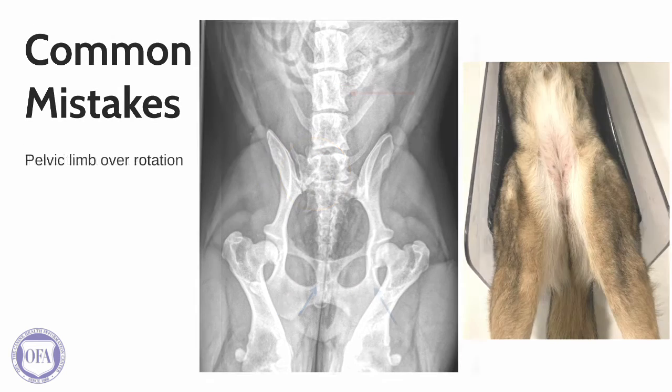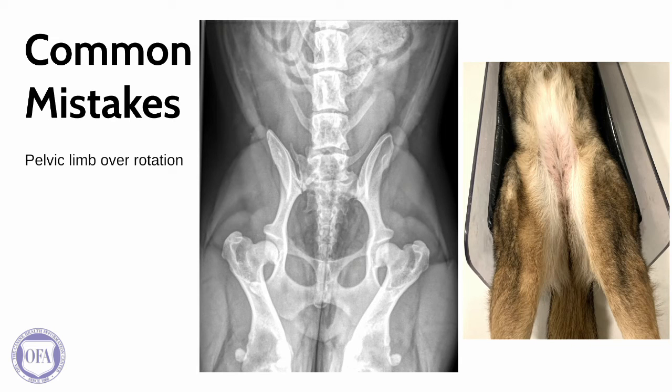This particular dog does, however, have one of the other more common positioning mistakes, which is over-rotation of the limbs. This is identified by noting the inward angle of the limb, which should be parallel straight lines, and by the medial positioning of the patella.